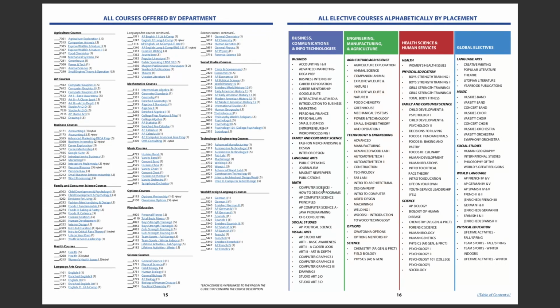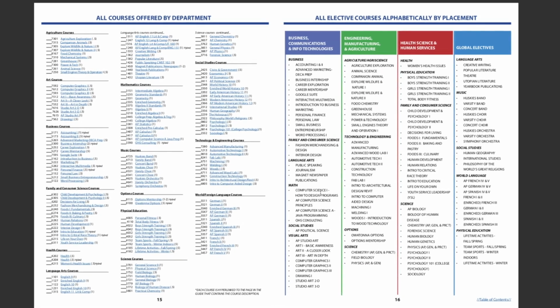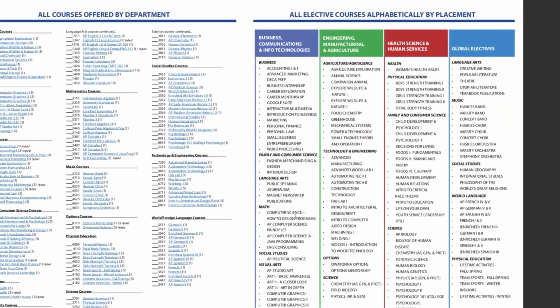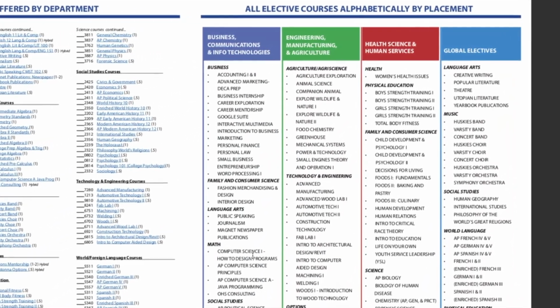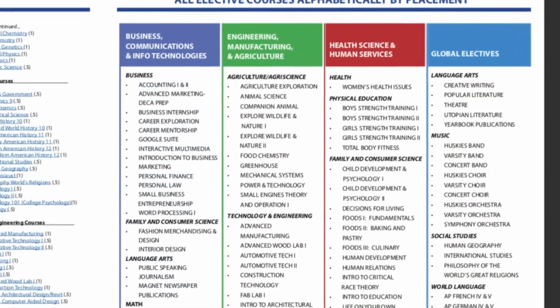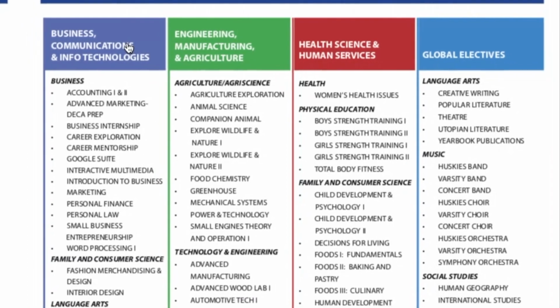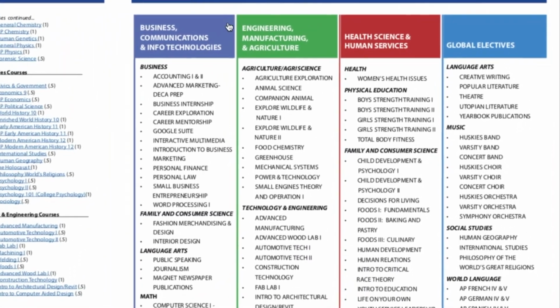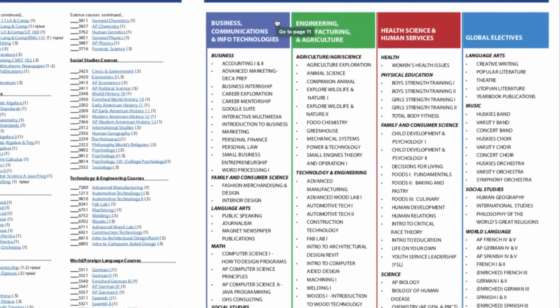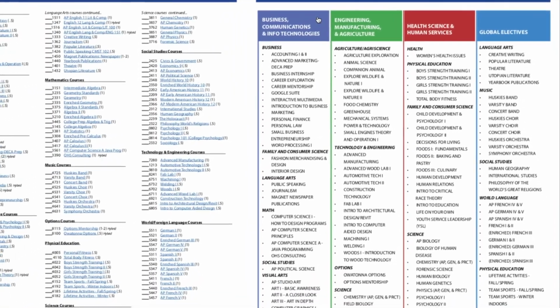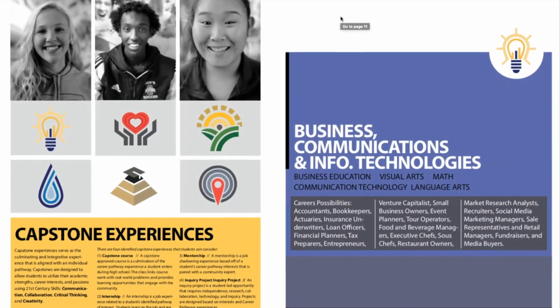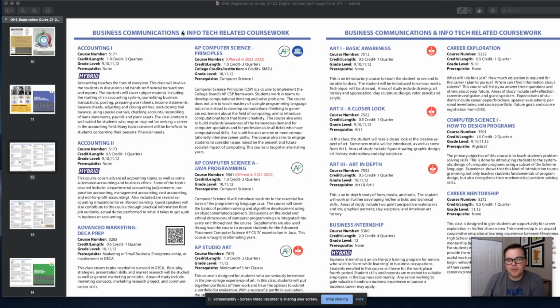On the right side is a list of classes organized by pathway. Within each pathway, you'll notice that the courses are listed by department. When we go to the actual pathway itself, they will be in alphabetical order. The top boxes that list the pathways themselves are hyperlinked to those pathways. Within each pathway, the courses are arranged in alphabetical order.